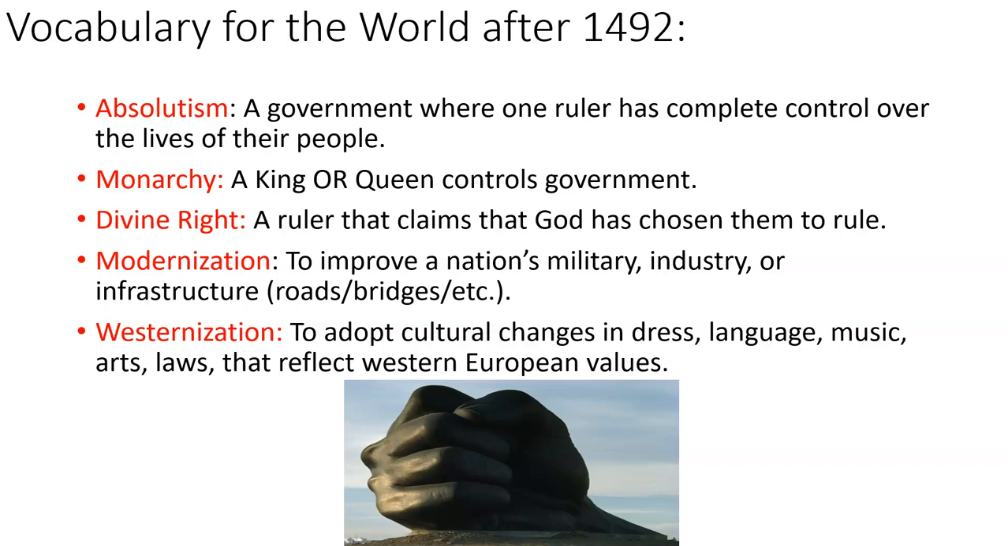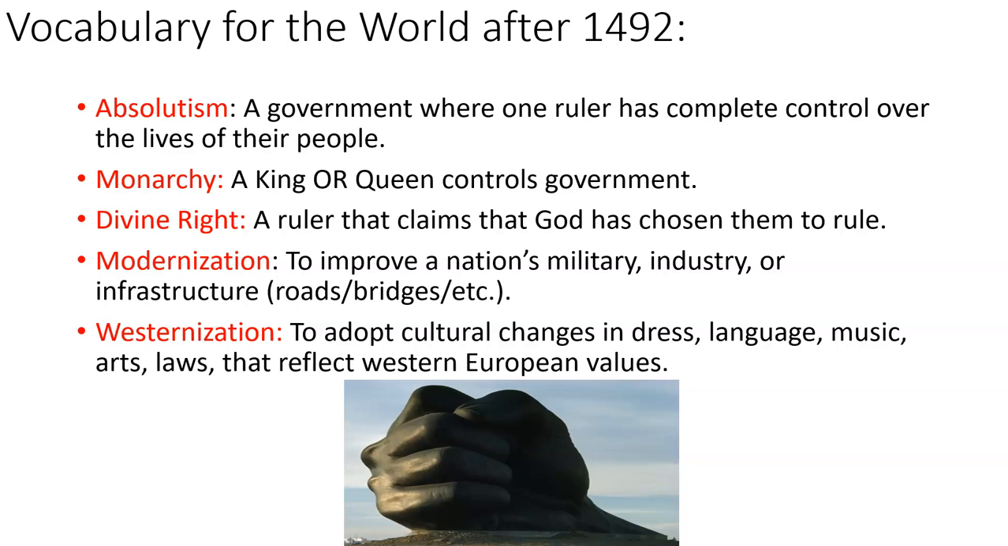Iron fist control. You know the word monarchy, but I put it on there just to make sure, that's a Global 9 term, but just know that a monarch is a king or queen, right? Divine right. A lot of these rulers, in order for people to be willing to follow absolutism, you have to come up with an ideology that supports it. Divine right is perfect for that. Basically, what they said is that God has chosen me to be king or queen, and therefore you got to listen to me. Right? To violate or disrespect me is to disrespect God.